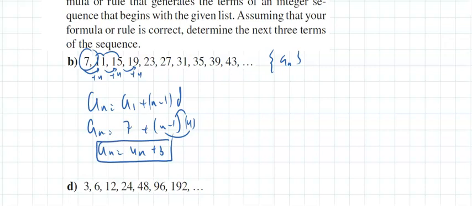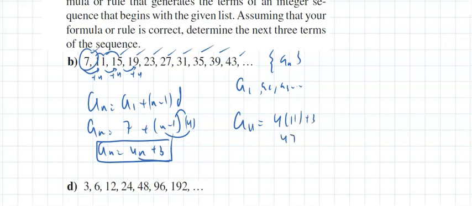We're assuming here that you start at 1. So here we're assuming you're looking at a sub 1, a sub 2, a sub 3, and the list goes on. It says, assume that your format or rule is correct. Determine the next 3 terms of the sequence. Okay. A sub 1, a sub 2, a sub 3, a sub 4, a sub 5, a sub 6, 7, 8, 9, a sub 10. We want a sub 11. That's simply 4 times 11 plus 3. That's 44 plus 3, 47. So the next term on the list is 47.